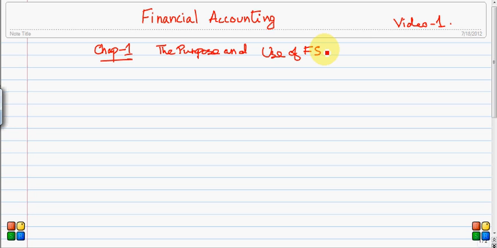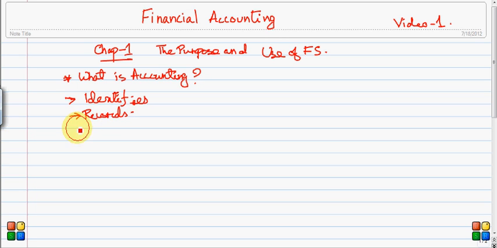Financial statements. Okay, first we need to know what is accounting. Accounting is defined as the information system that identifies and records the economic events of an organization and then communicates them to a wide variety of interested users. So what does it do? It identifies and records, and for people who are interested in it, it is communicated. So these are the three key points that we should remember about accounting.